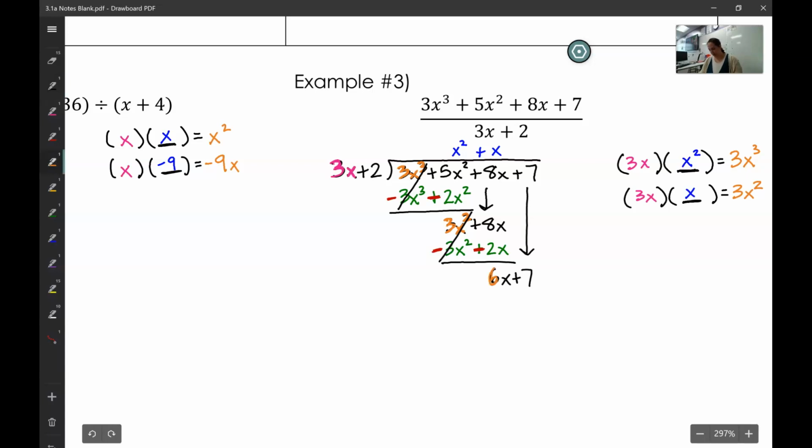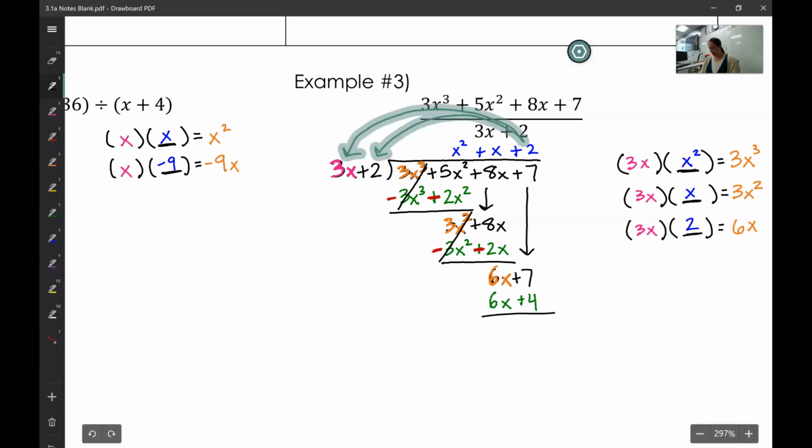Once again, I have a new orange one. Set up my multiplication. The pink one stays. The orange one changed. And now I have 3x times what is 6x? Well, that's 2. So I'm going to write my plus 2 up here. Now I distribute. So 3x times 2 is 6x. 2 times 2 is 4.